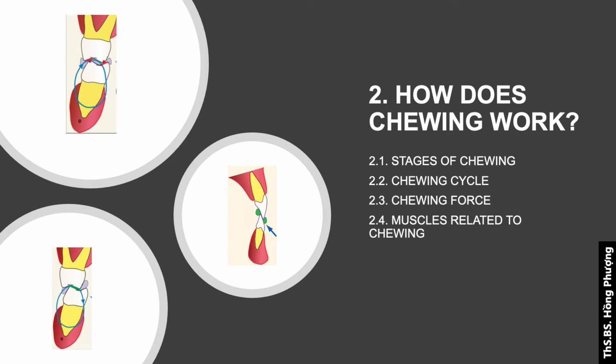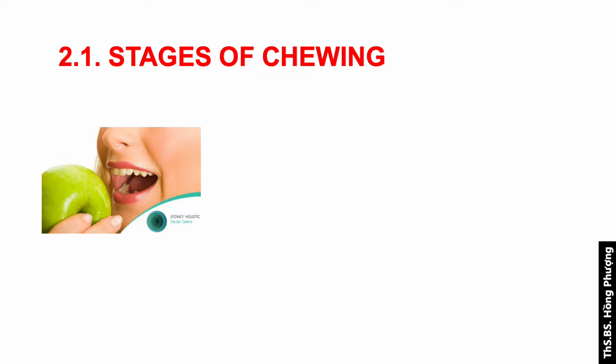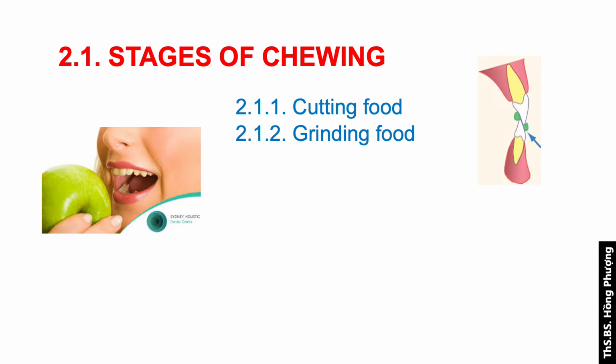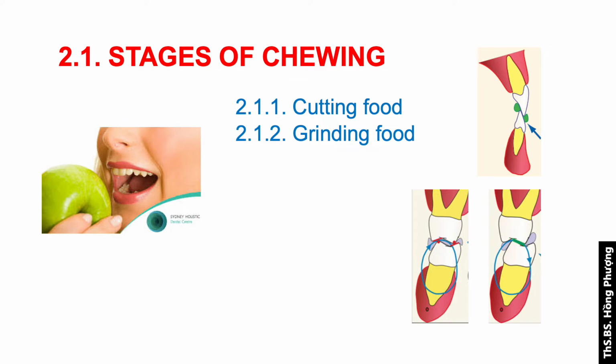To find out how the chewing process works, we will discuss the following: stages of chewing process, chewing cycle, chewing force, and muscles related to chewing. When learning about the anatomical characteristics of teeth, we know that the anterior teeth are responsible for biting and tearing food, while the posterior teeth have the effect of crushing and grinding food, so there are two main stages of chewing. They are cutting food and grinding food.